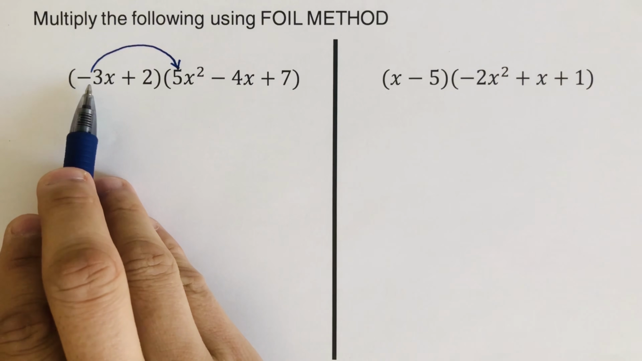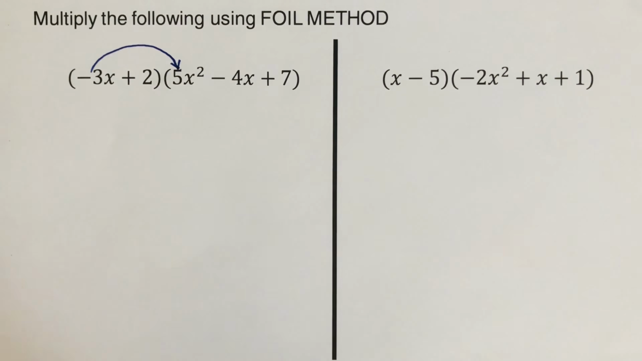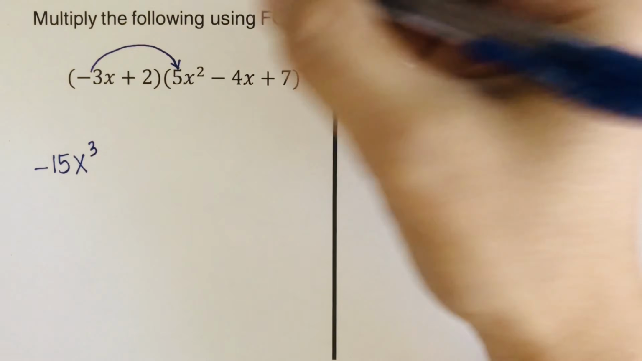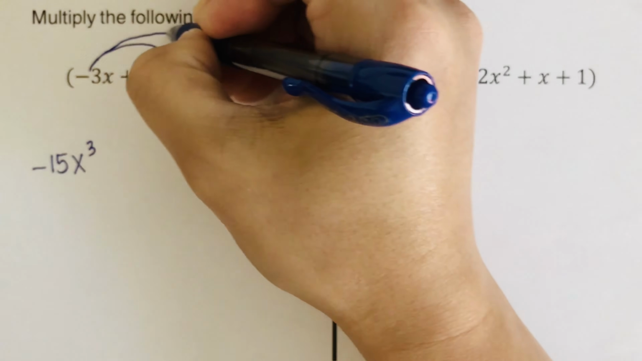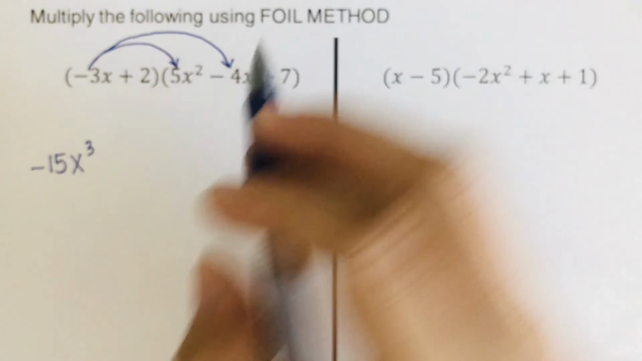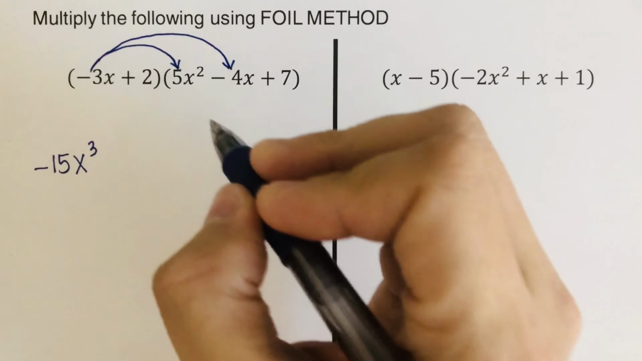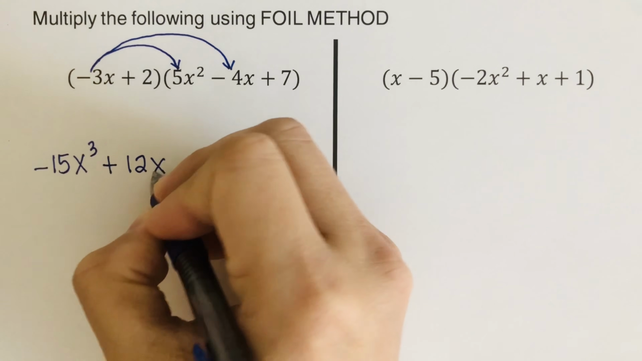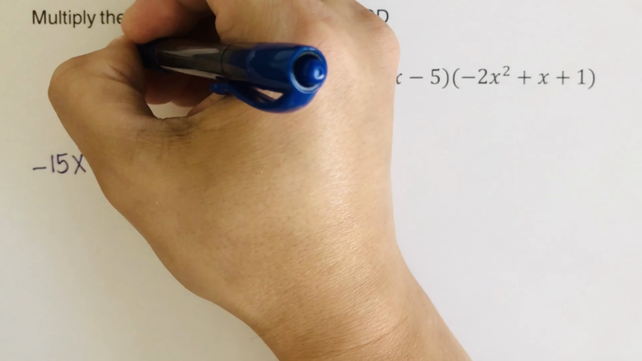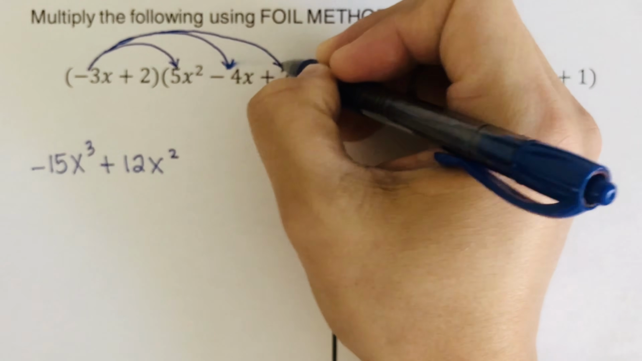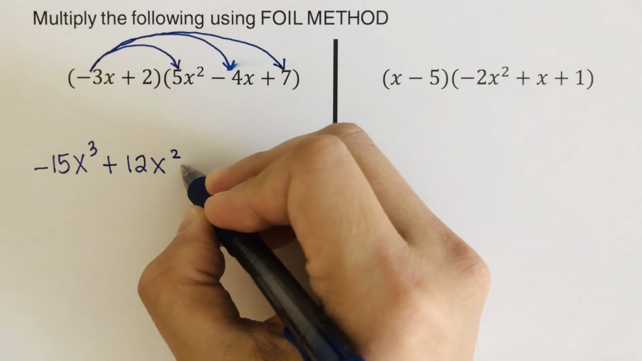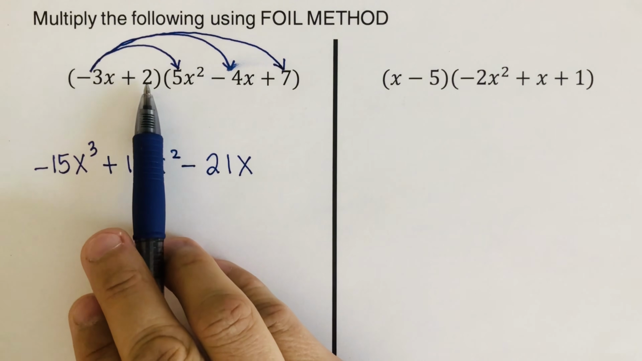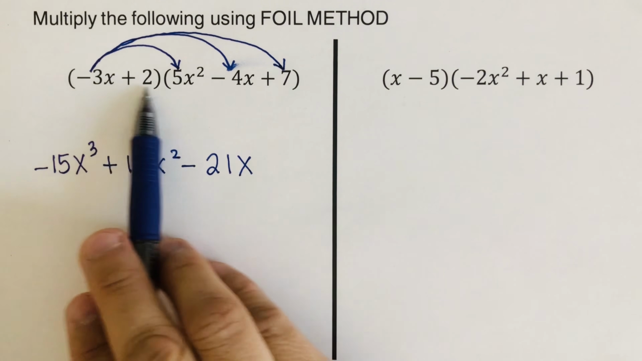So that would be negative 3x times 5x squared would be negative 15x cubed. And then we're gonna multiply the negative 3x with this negative 4x, so that would be a positive, because we have two negatives, it will come out positive. So positive 12x squared, and then this negative 3x will be multiplied to the last term that we have here, so that would be a negative 21x.